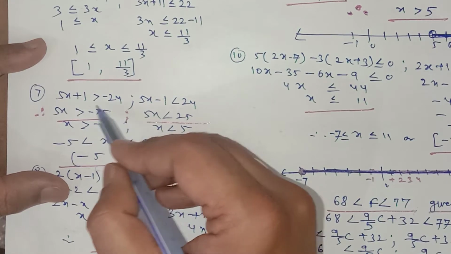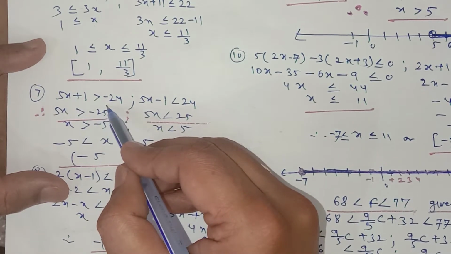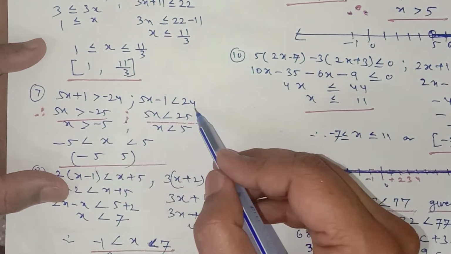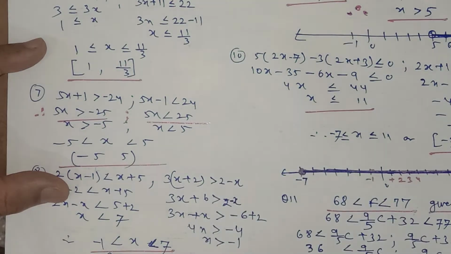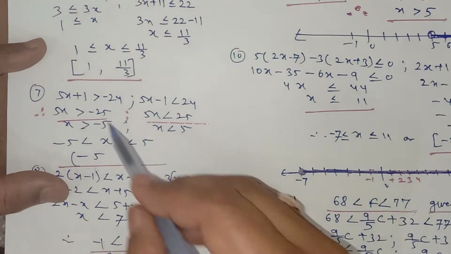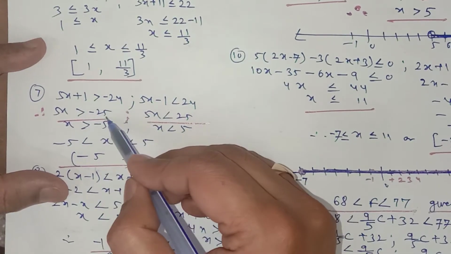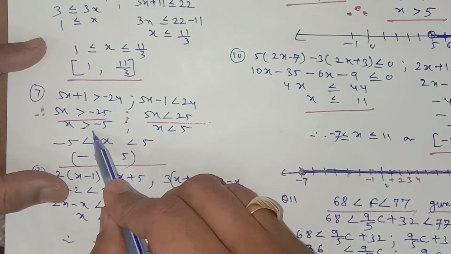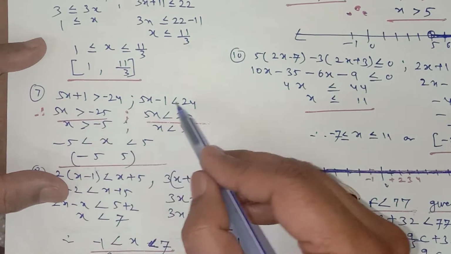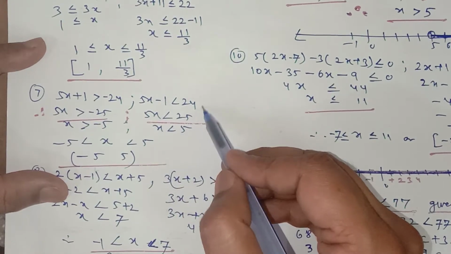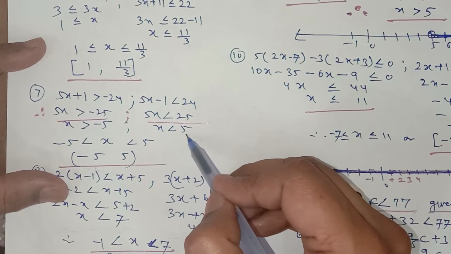It is given as 5x + 11 greater than minus 24 and 5x minus 1 is less than 24. So solve it individually. Take this one to the right hand side, it will become minus 25. x is greater than minus 25 divided by 5, so x is greater than minus 5. Take this to the right hand side, it is 25. x is less than 5.